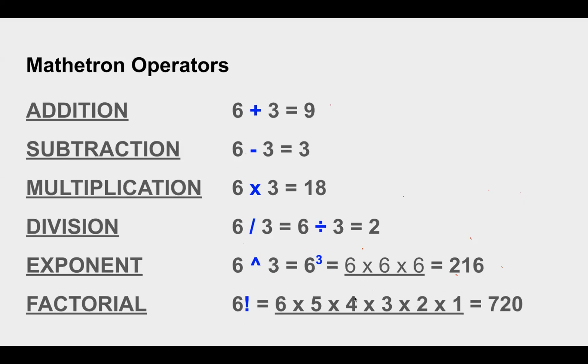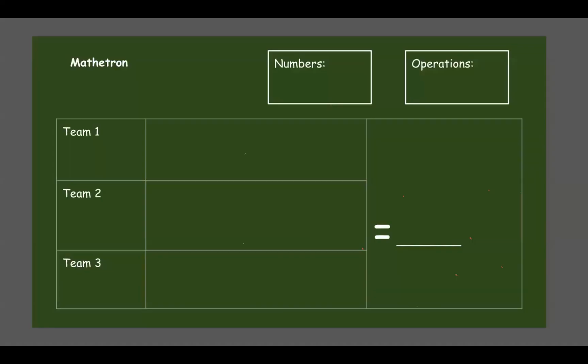So if we have 4 factorial, this is the exclamation point, this is the factorial. Then we have 4 times 3 times 2 times 1. But 6 factorial, the answer is 720. So if we're doing lots of math, it can be difficult. I have no problem if my students want to use a calculator for this game because it can be quite challenging. So let's continue.